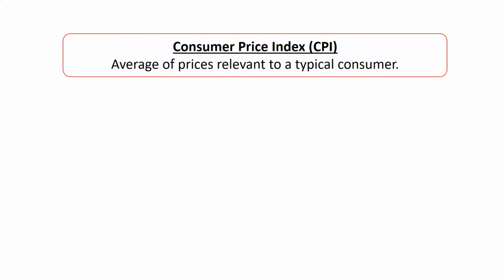What the government agency does is it looks at a typical American consumer, looks at the consumption basket, how many fruits he buys, how much meat he buys, and so on. And then based on the consumption basket or the different goods this person buys, they look at the prices, and based on the prices they calculate a weighted average of prices relevant to a typical consumer.